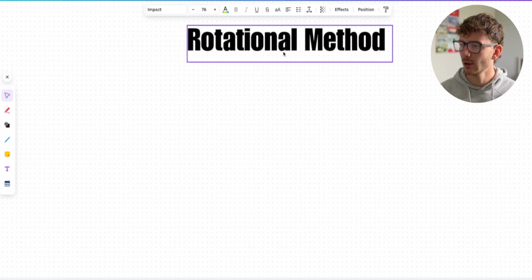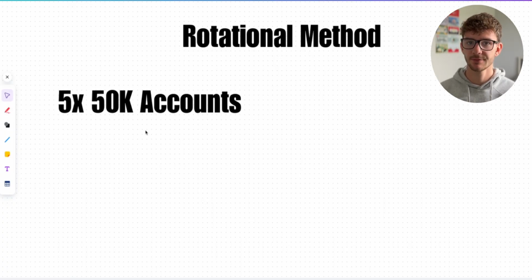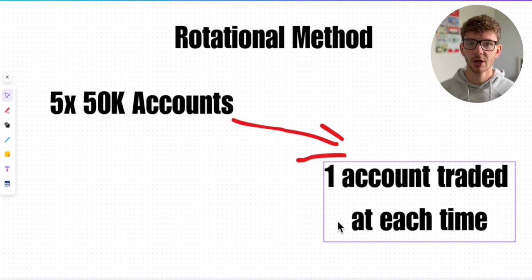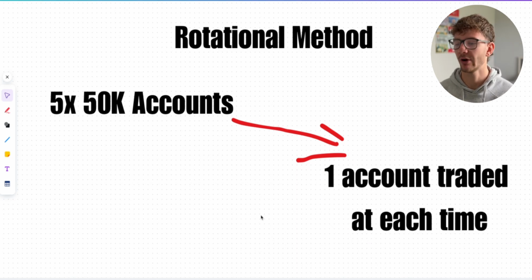And that method, it helps if I actually spell it right. So, what is the rotational method? This is where you're going to have multiple accounts, in my case, 5 50k accounts, and you are only going to trade one account at each time. So let me break down how this is going to help you in your actual trading.